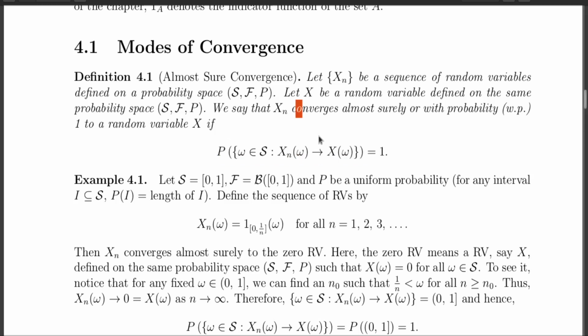What does this equality mean? Note that inside this probability, the set is nothing but the collection of all those omegas in S, all those omegas in the sample space, such that xn(omega) converges to x(omega). Now notice that when I fix my omega here, xn(omega) is a sequence of real numbers.